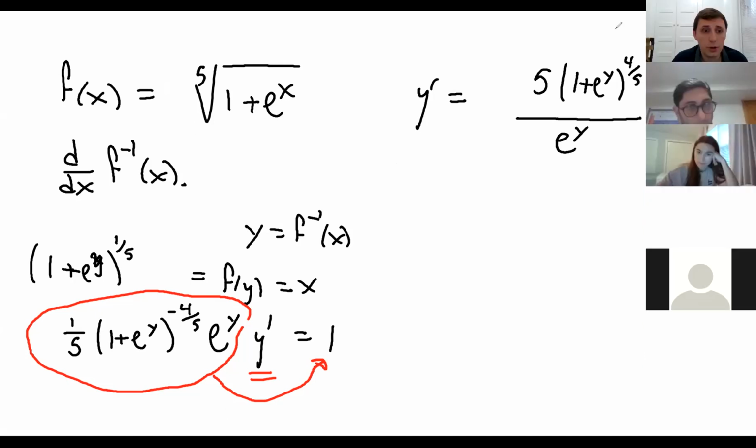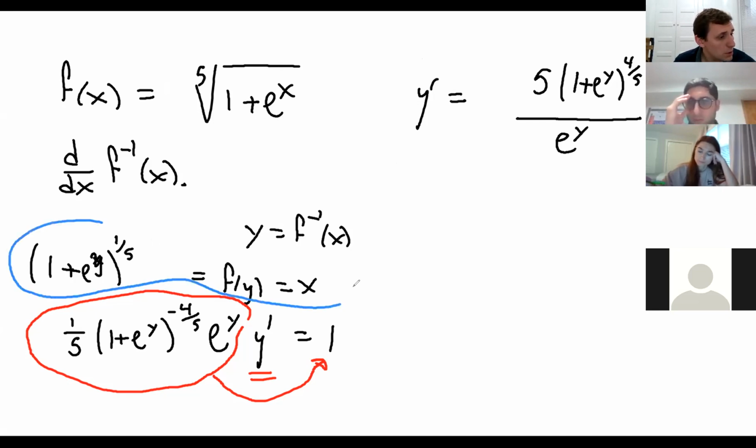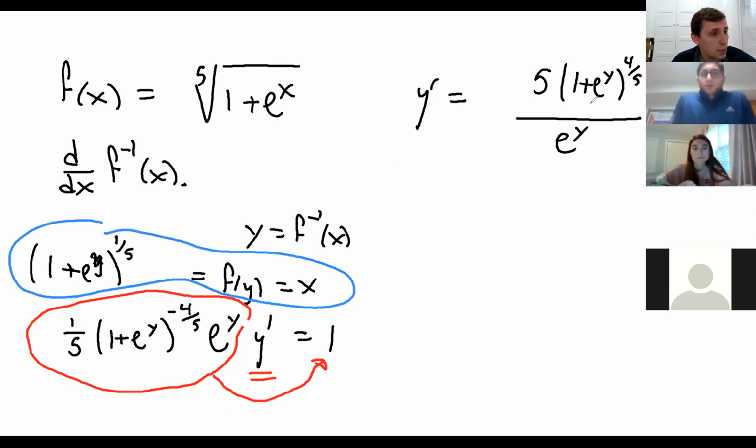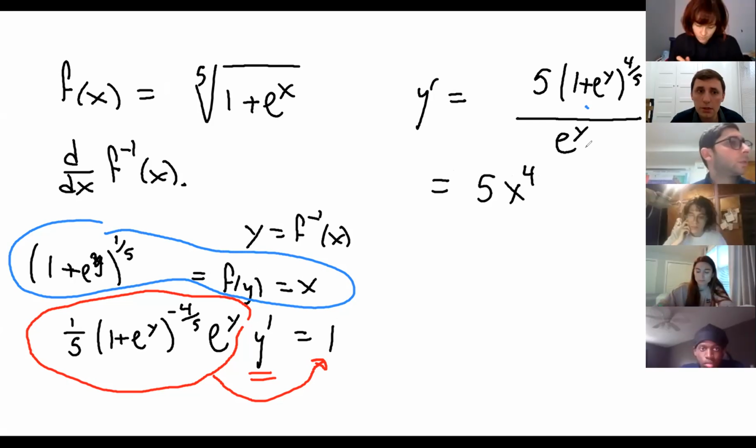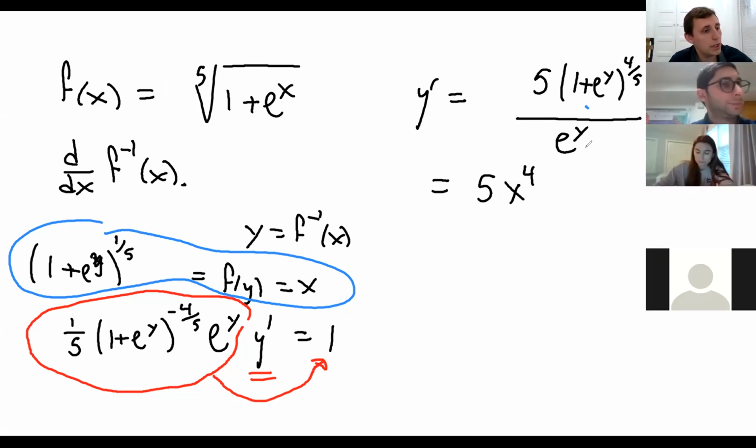Why is it 5x to the 4? Look at it, guys. Do you see that 1 plus e to the y to the 1/5 equals x? Do you see that formula appears here? So that means that I can simplify it and write 5x to the power of 4 for the numerator, divided by e to the y.